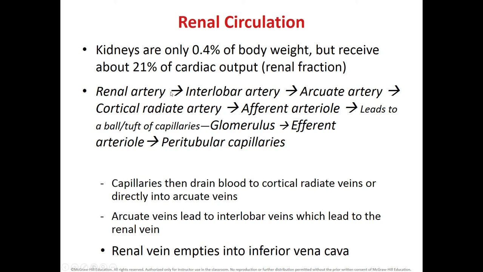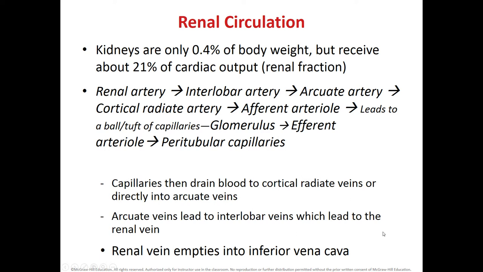So we have the renal arteries, and this is a key point, so you need to know this. So the renal arteries, which are branches of the aorta, will form the interlobar arteries. And then they will form the arcuate arteries, and then the cortical radiate artery, and then the cortical radiate artery will form an arteriole. This will be called the afferent arteriole. And the arteriole will form a ball or tuft of capillaries that we know as the glomerulus. And the glomerulus is going to drain the blood into the efferent arteriole, and then the efferent arteriole is going to drain into the peritubular capillaries.